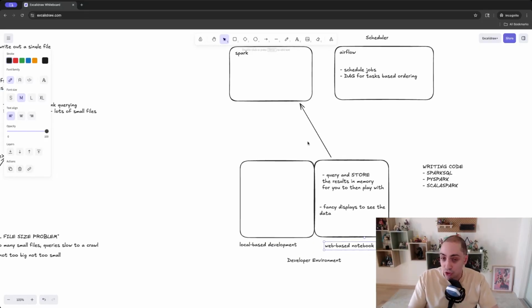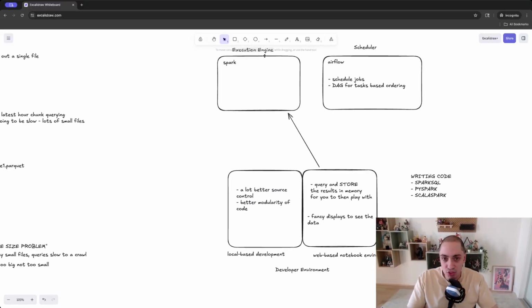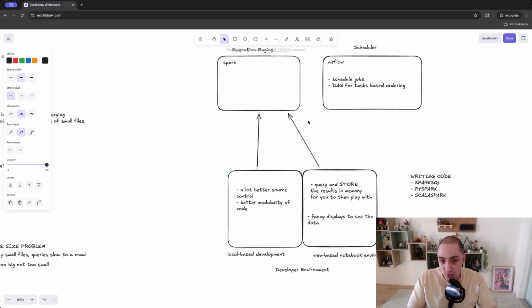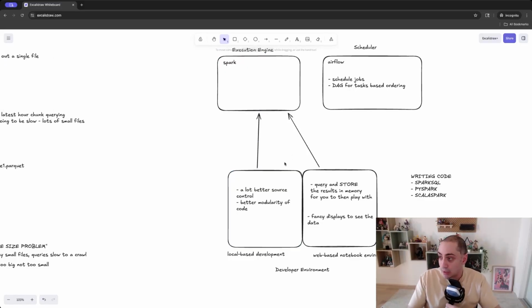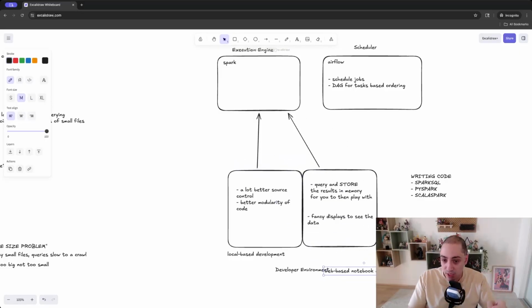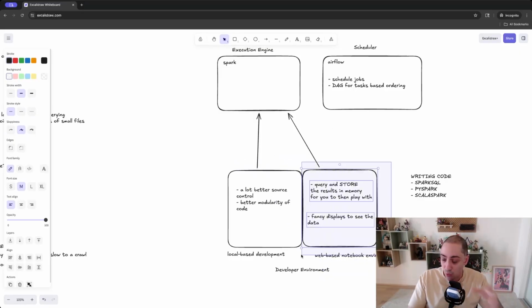In the local-based environment, you have a lot better source control. You're going to have better modularity of code, things like that. And so really, it just depends. This one will also connect to some sort of Spark environment to run your code locally, but then you have issues with how you're going to run your local. Your local has to connect to a Spark, whereas in this web-based environment, your web is connected to Spark.